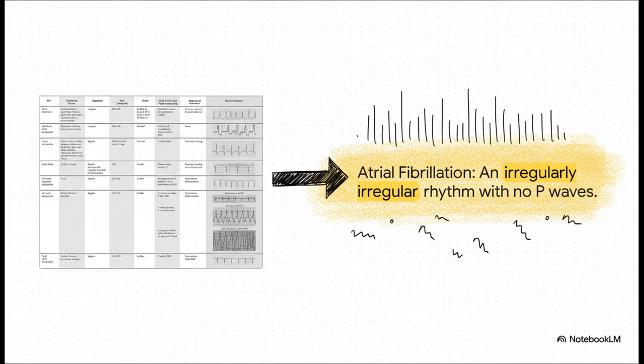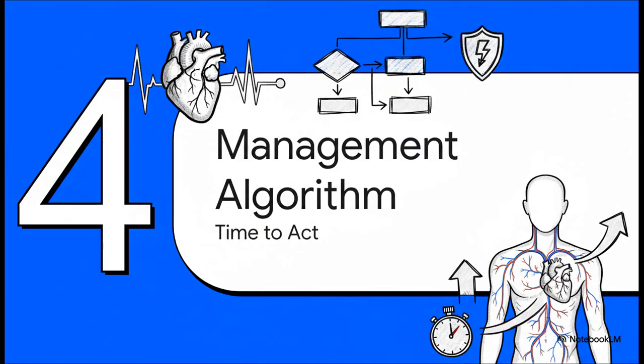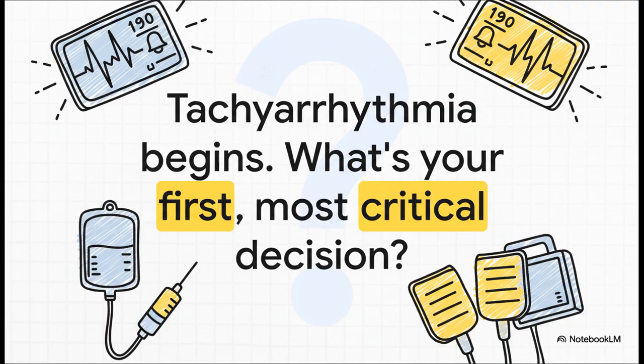This irregularly irregular pattern is the absolute number one hallmark of AF. Which brings us right to the heart of this whole explainer, the management algorithm. This is where we go from theory to practice, where you have to act, and act decisively, to protect your patient. So imagine this. The rate on the monitor suddenly jumps to 190.